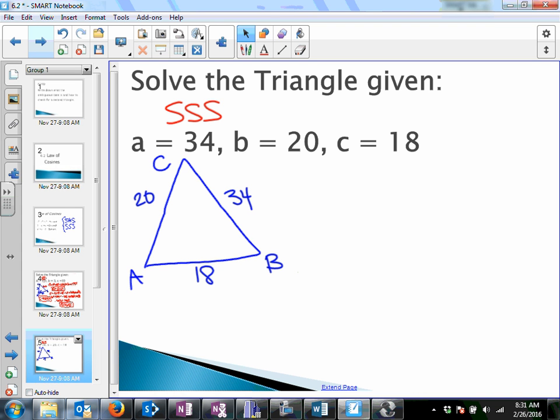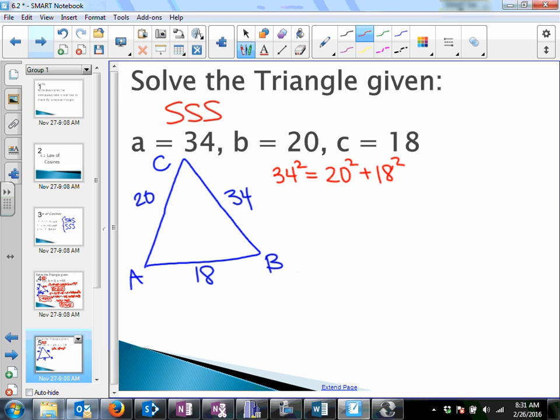Does every triangle have an obtuse angle? No, but we don't know if it does or not. So if you had side, side, side, I would choose the biggest angle to find first, and then switching to the law of sines would be fine. All right, so which one would be the biggest angle? A. So we need to have A squared equals B squared plus C squared minus 2 times B times C times the cosine of A.